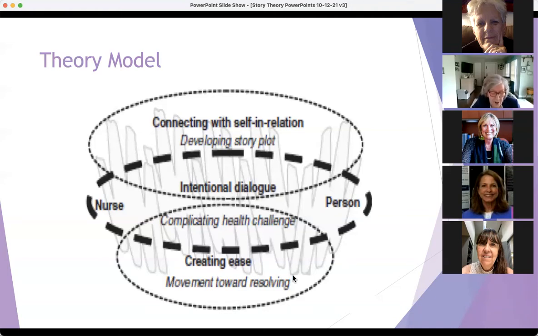So I have talked with you about story as a human health experience, lived in the mutual energy field process as expanding awareness that is grounded in the works of Rogers and Newman. Story is defined as connecting with self in relation through intentional dialogue to create ease.